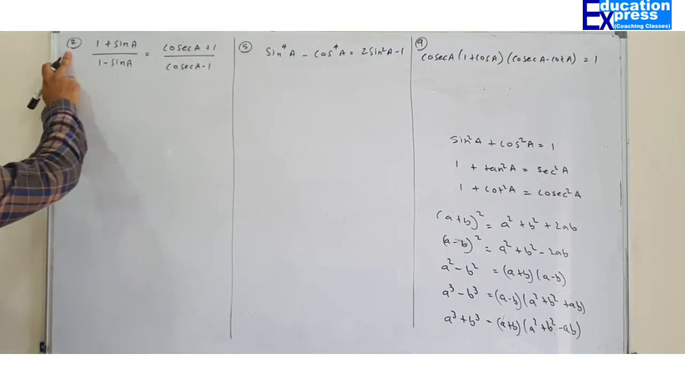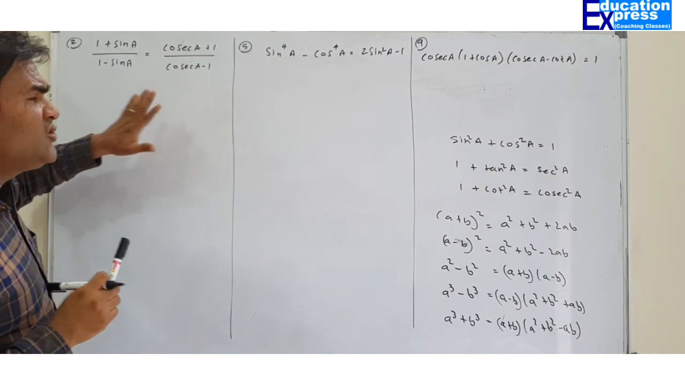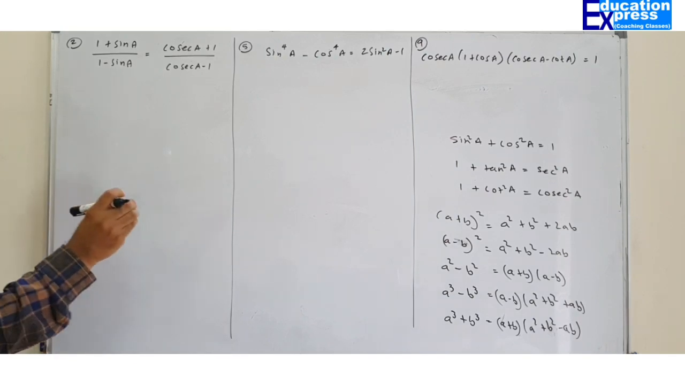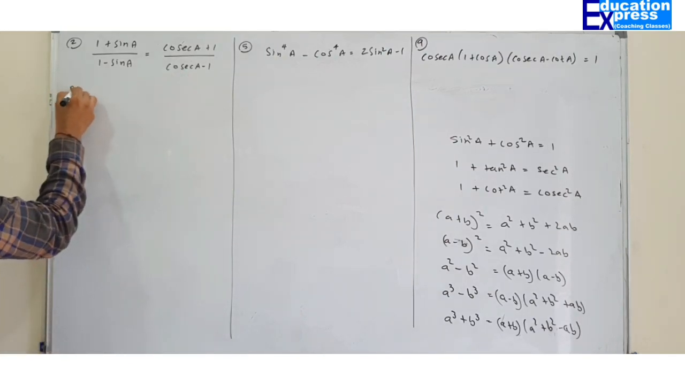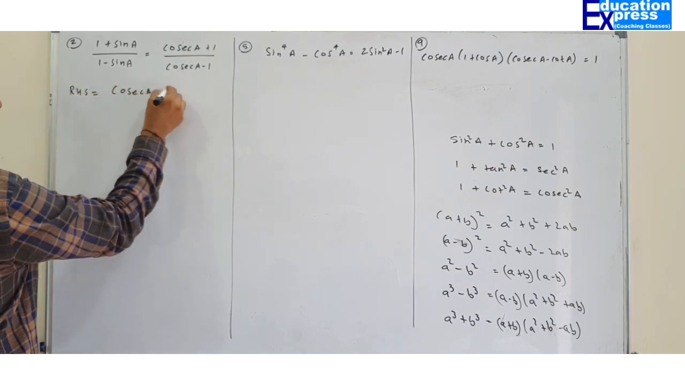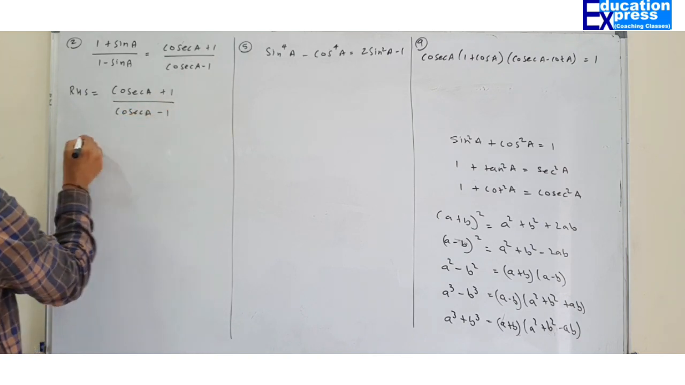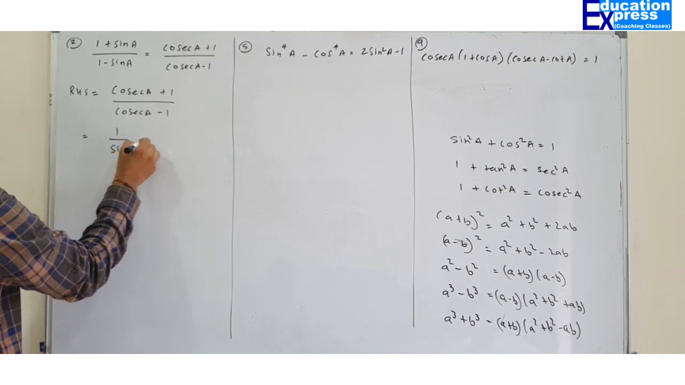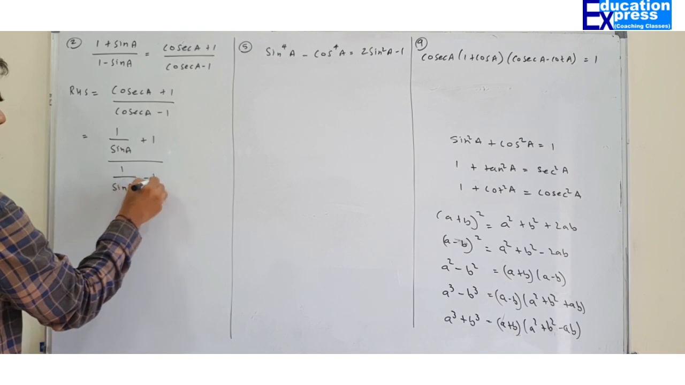Question number 2. I have to prove this. As I told you, if you don't understand anything, choose a side, LHS or RHS, where you have to convert everything into sine and cos. So, I will be choosing this side. RHS would be equal to cosec A plus 1 upon cosec A minus 1. Can I write cosec A as 1 upon sine A: 1 upon sine A plus 1, 1 upon sine A minus 1.